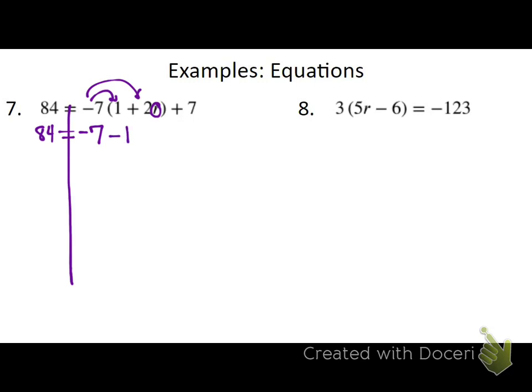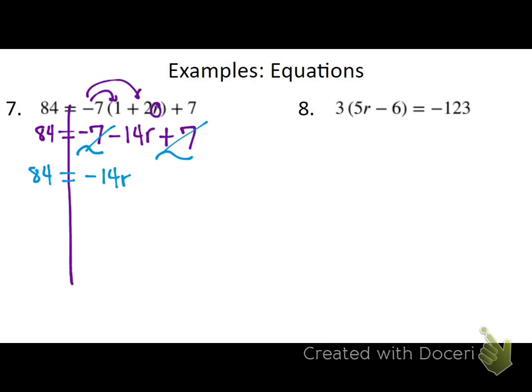-14r. And then what do I bring on down? So I distributed. From here, I'm going to combine like terms. What are my like terms here? What are the same? Do I have any? 7s. So I have a -7 and a +7. What's -7 plus 7? 0. So I don't need to worry. Do I need to bring that 0 down? No. So what can I just bring down? Those pretty much cancel each other out. The -14r. Good.